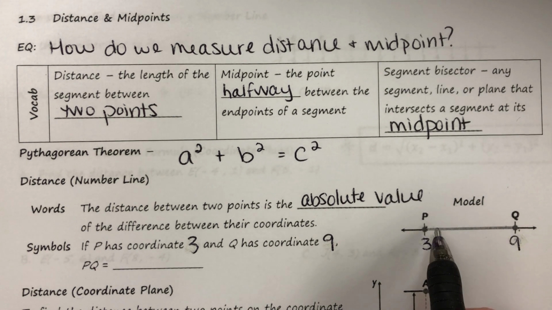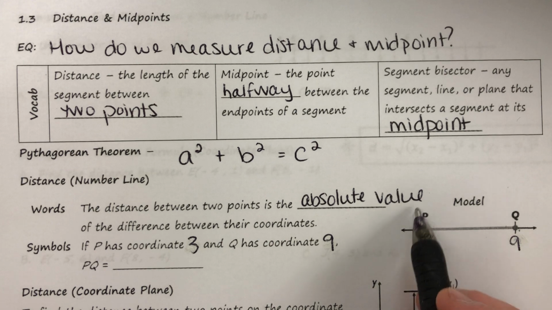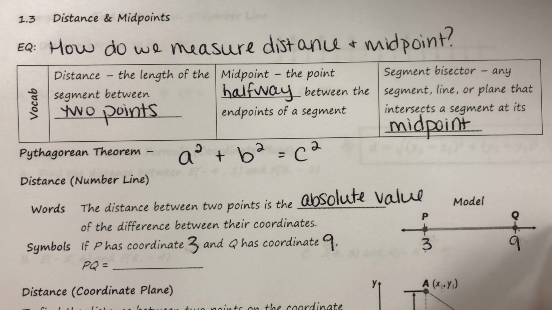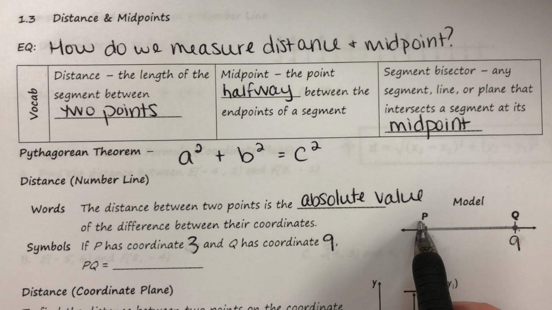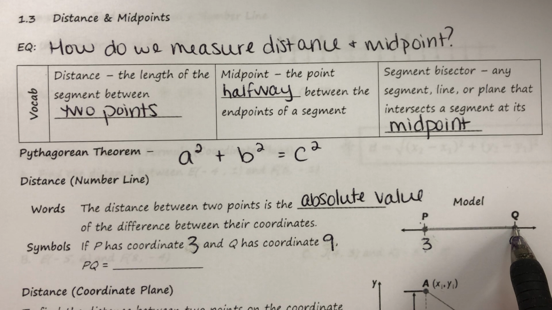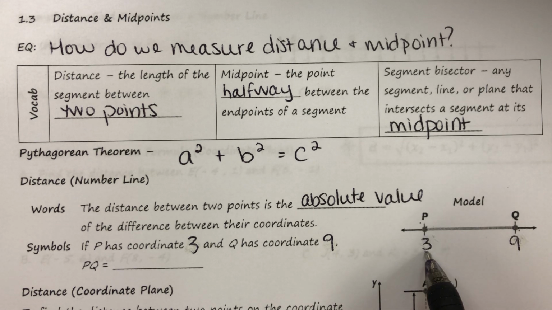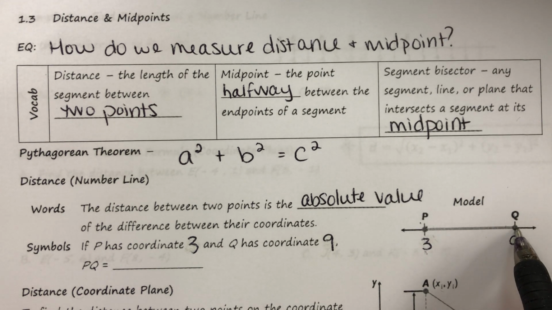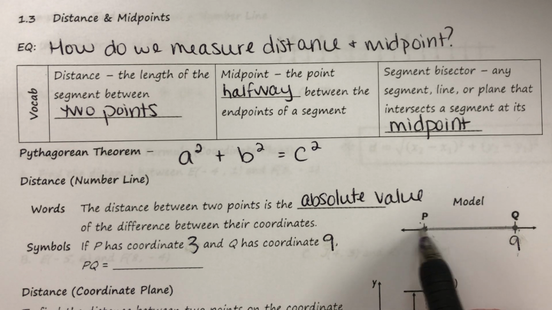Now this isn't a size value. This is a location, this 3. And this 9 is a location. On a number line, where is point P located? Where is point Q located? Point P is located at the number 3, and Q is located at the number 9. So to find the distance between the two, I'm going to take their locations and subtract.